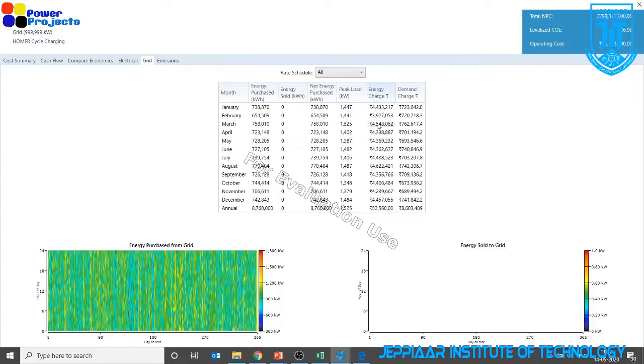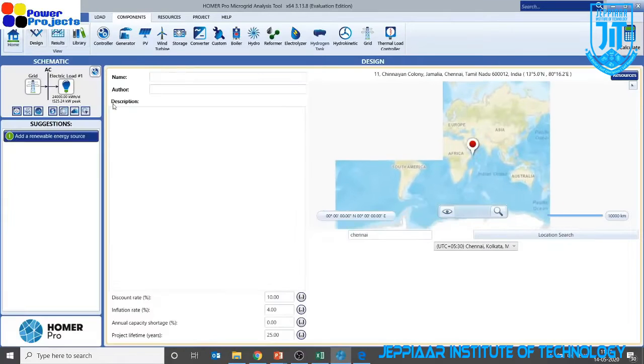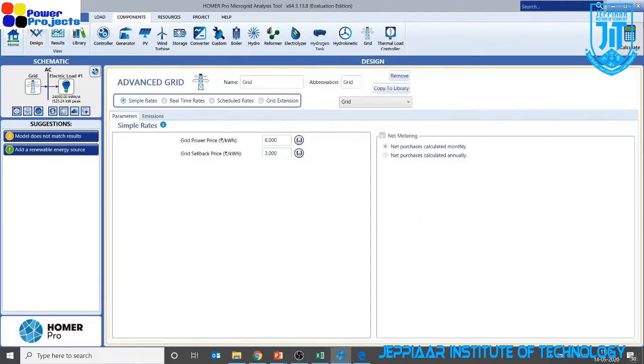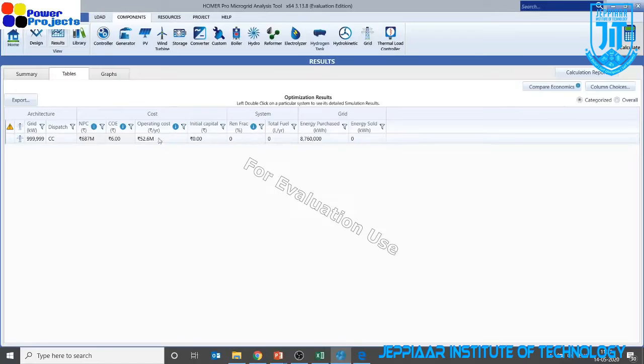What's the energy charge? This might be the only charge which we have seen previously, but now a demand charge has also been added. That might be the reason why your levelized cost of energy, which was previously only 6 rupees, has now increased to 6.98 rupees. Let me make the demand charges zero again and simulate and show you, or I can go to the simple rates and show you. The demand charges will be zero and your cost of electricity will be only 6 rupees.